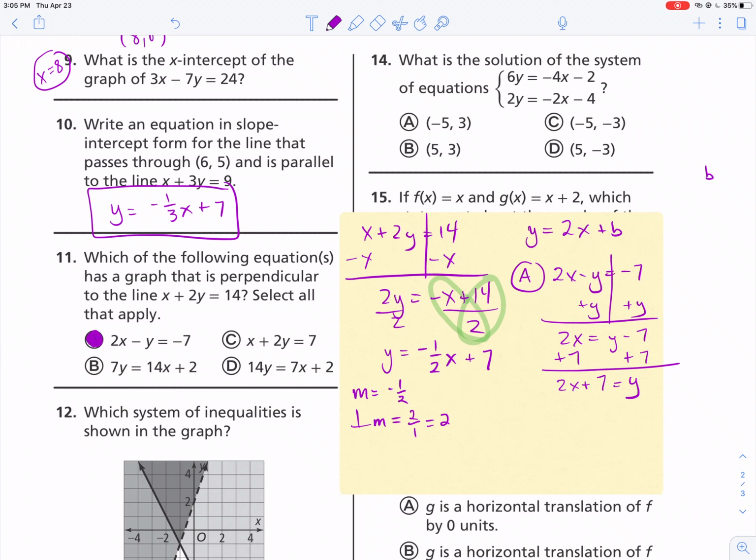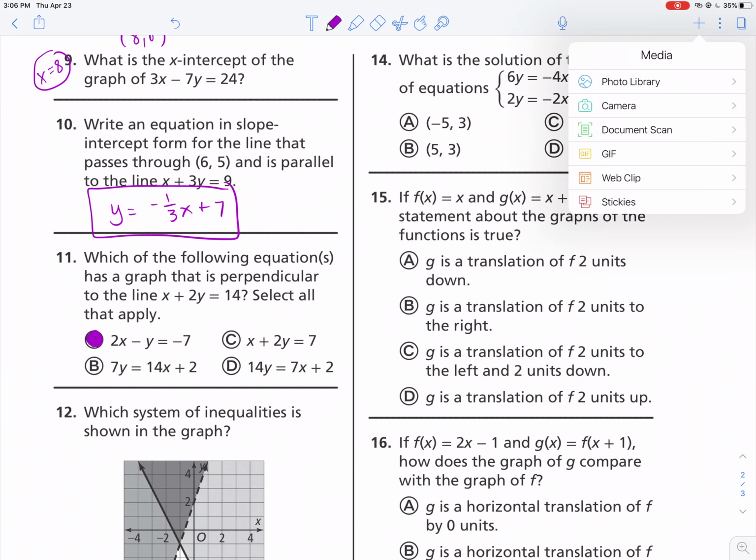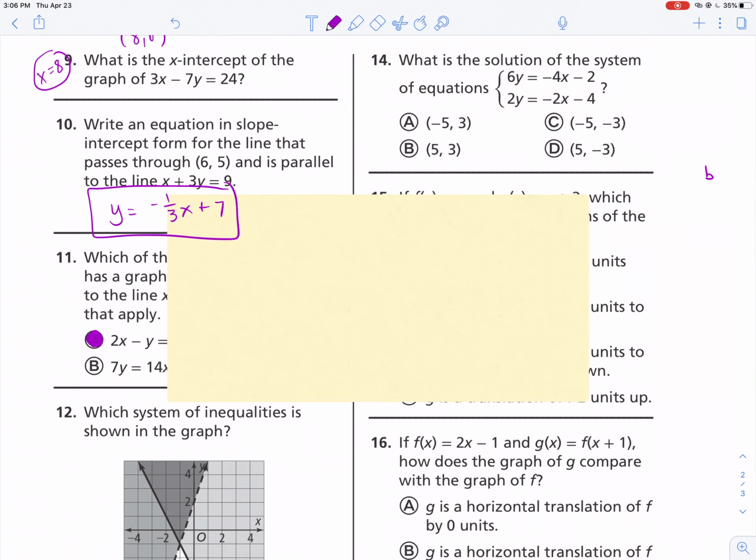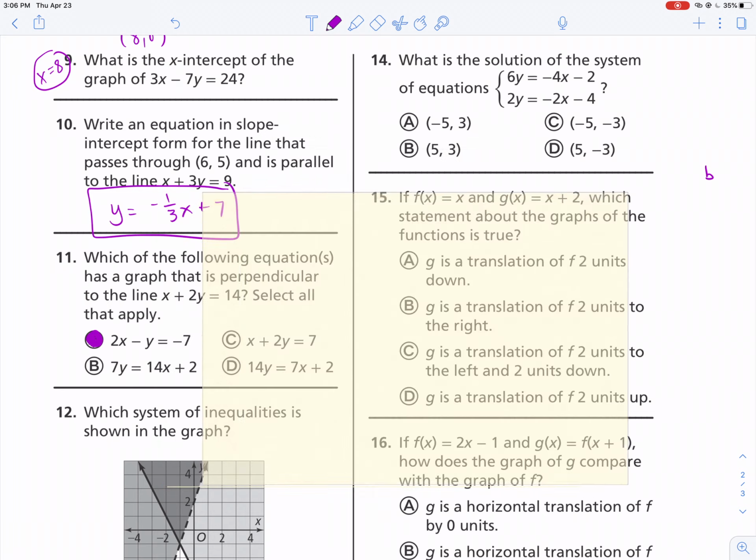But if you remember, this is one of those select all that apply questions, so it means we're going to have to try, because there's going to be some other ones. So I'm going to delete this one. Let's give us a new one. Okay, so we're going to try B in this case.